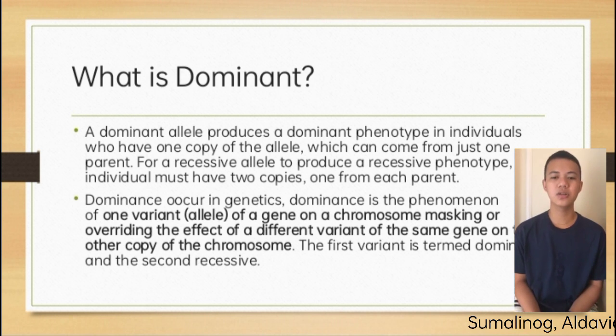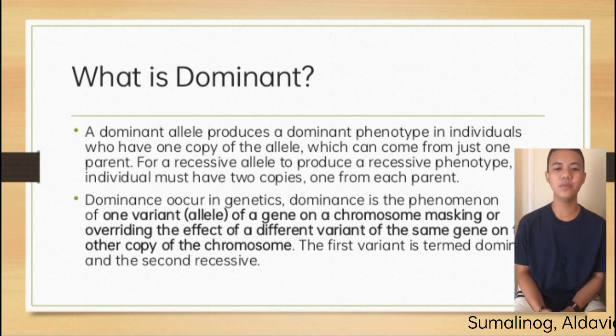Dominant alleles show their effect even if the individual only has 1 copy of the allele, also known as being heterozygous. For example, the allele for brown eyes is dominant, therefore you only need 1 copy of the brown eye allele to have brown eyes, although with 2 copies you will still have brown eyes.